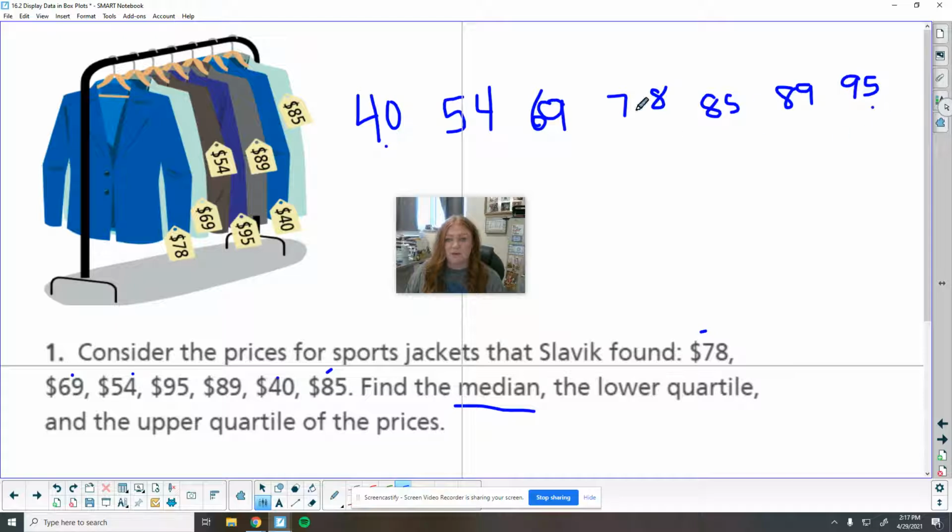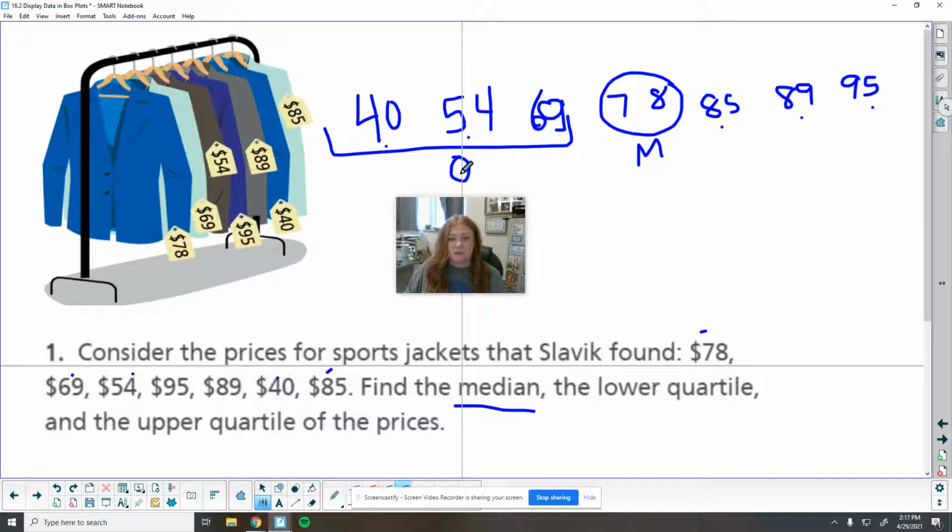So I go through and find the middle. Here is 78. So there's my median. Now I already used this 78, so I don't give it to either side. It's been used. Done. So I look at the other halves of the number. So here's my first half, and I find the middle. Right here is quartile 1. And then I look at my upper half. Here's the middle, quartile 3.